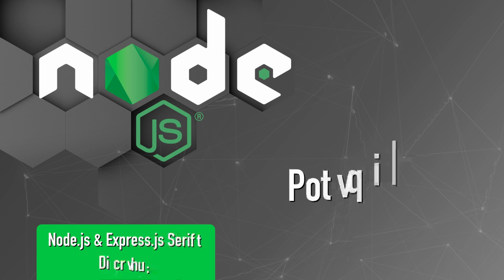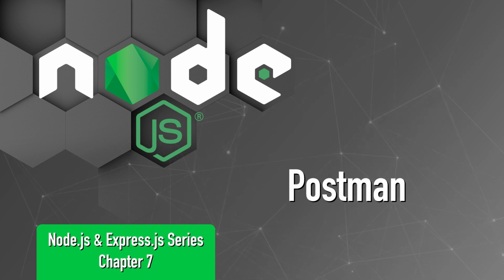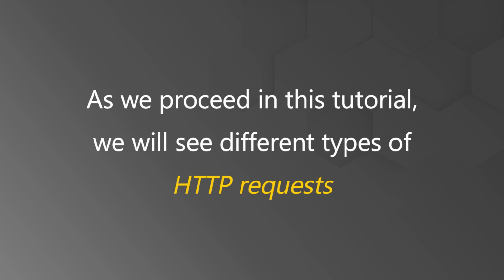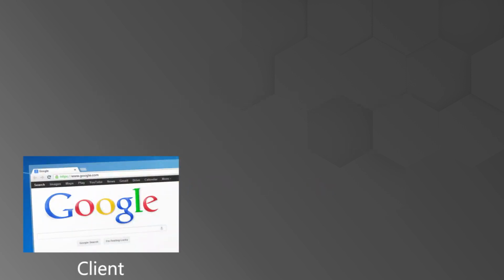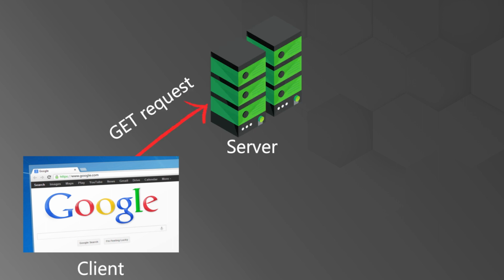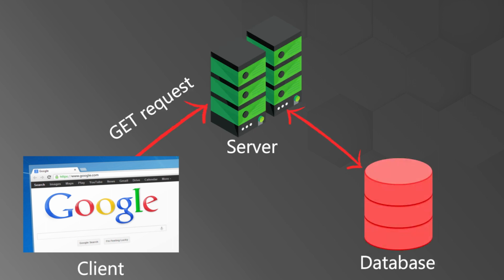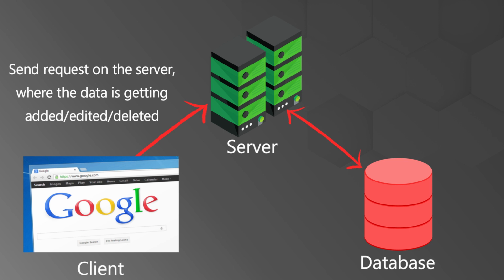Before we move further, let me introduce you to a tool known as Postman. As we proceed in this tutorial, we will see different types of HTTP requests. So when you type the URL in the browser, by default it is going to be the GET request. But let's say you want to add data. You want to send some request on the server where the data is getting added, maybe edited or deleted.